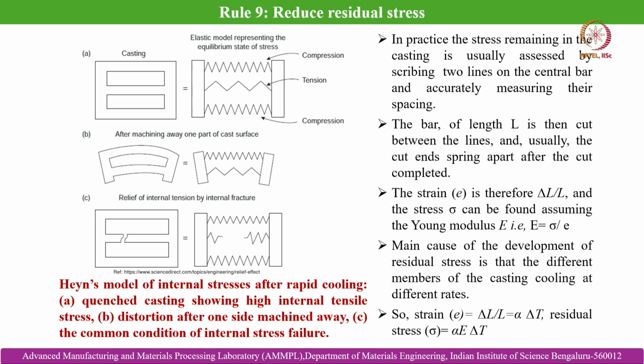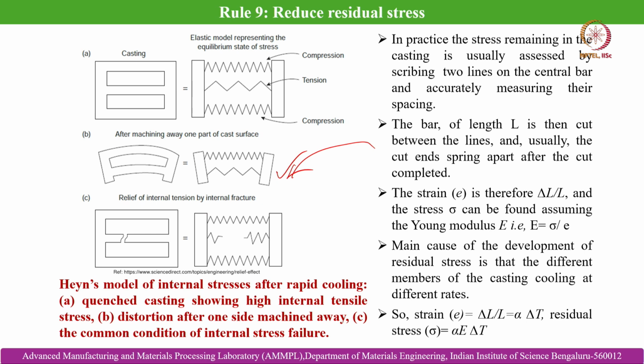So, rule number 9 is basically reduce residual stress. In practice, the stress remaining in the casting is usually assessed by scribing two lines on the central bar and accurately measuring their spacing. The bar of length L is then cut between the lines, and usually the cut ends spring apart after the cut is completed. After machining away one part of the cast surface, the strain is therefore delta L by L. Delta L is the dimensional change divided by the original length, which gives the strain, and the stress sigma can be found assuming the Young modulus E.